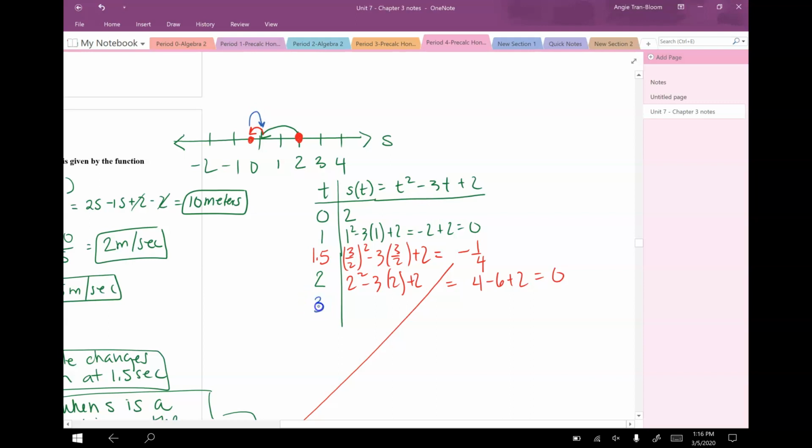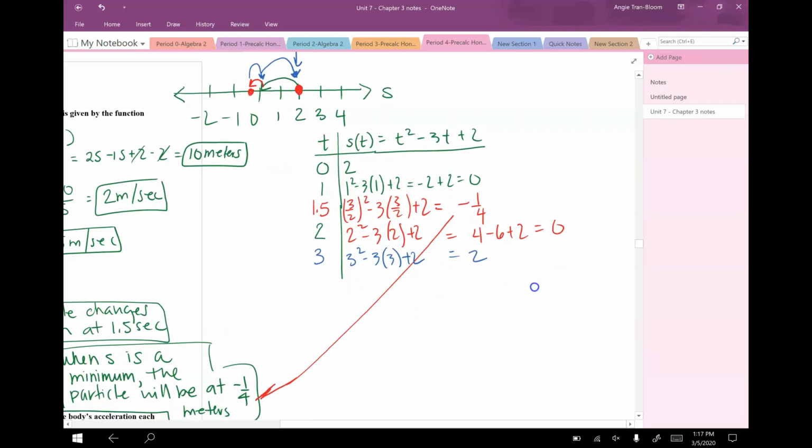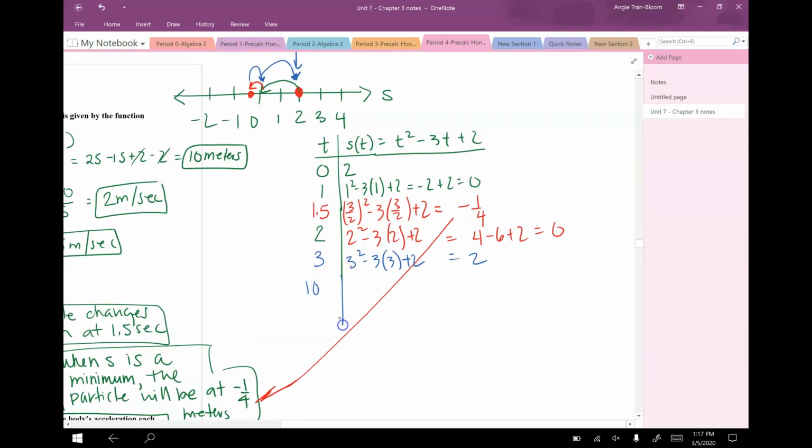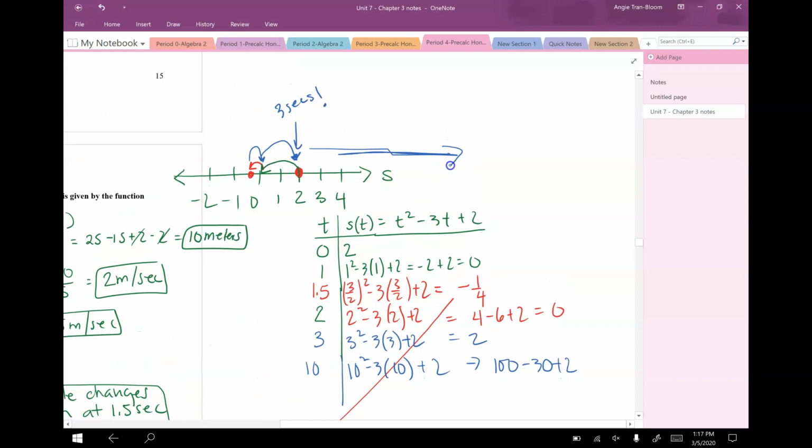What if I pick 3? 3 squared minus 3 times 3 plus 2. So this is going to be 2. Wow, 3 seconds later, I'm actually here where I started. It took me 3 seconds to go back to where I started. What if I pick 4, 5, 6, 10 seconds later? Is it ever going to go to the left again? So when I pick 10, 10 squared minus 3 times 10 plus 2, so this is really 100 minus 30 plus 2, so 72. So 10 seconds later, I am like all the way over here, which my number line doesn't hold.